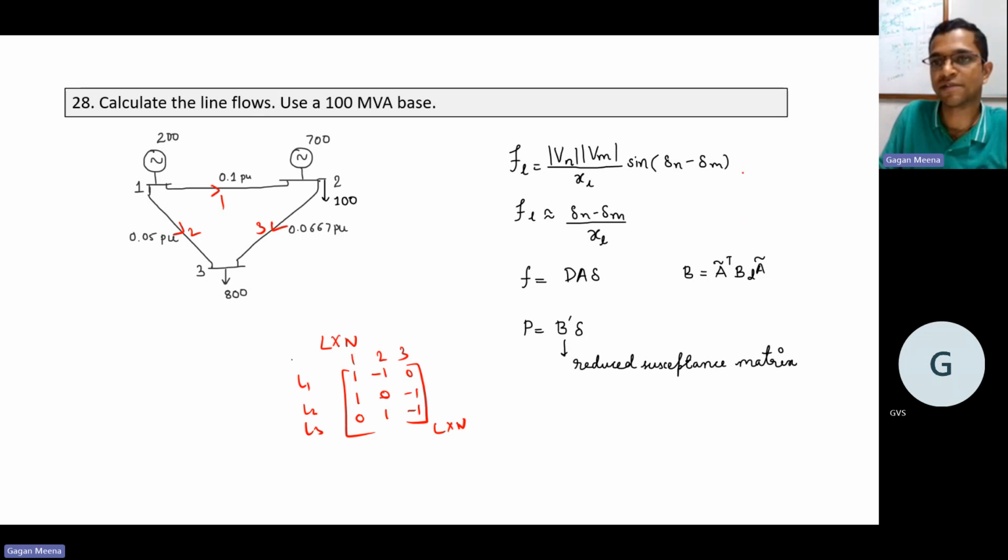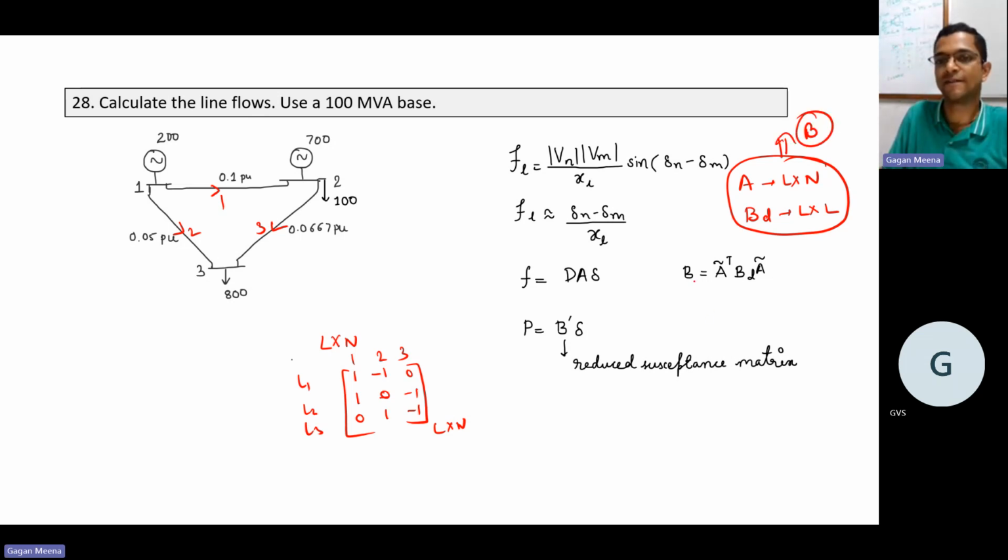Now, A is an L cross N matrix, and the diagonal matrix we have defined is L cross L. From these two matrices, we can get the B matrix. This B dash is the reduced susceptance matrix, and B is the full matrix. We know that the size of B is N cross N. This is L cross L, and we want an N cross N matrix.